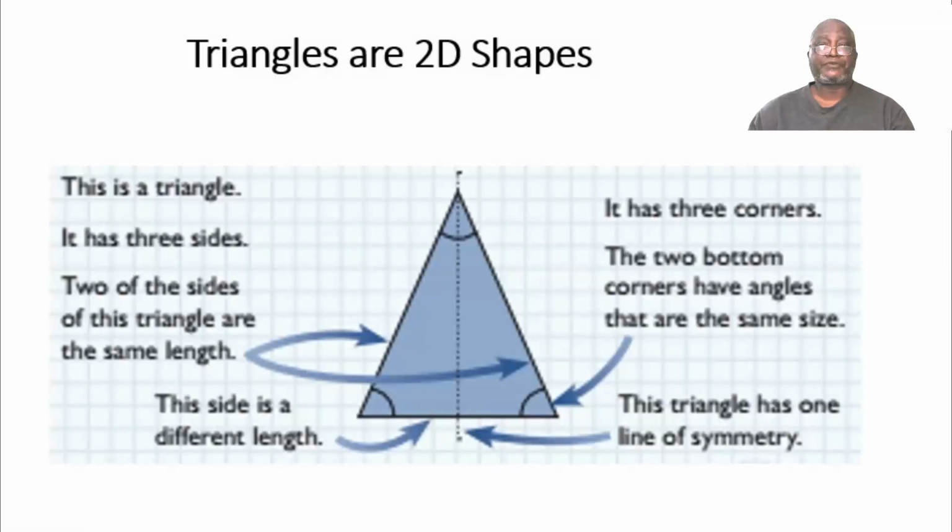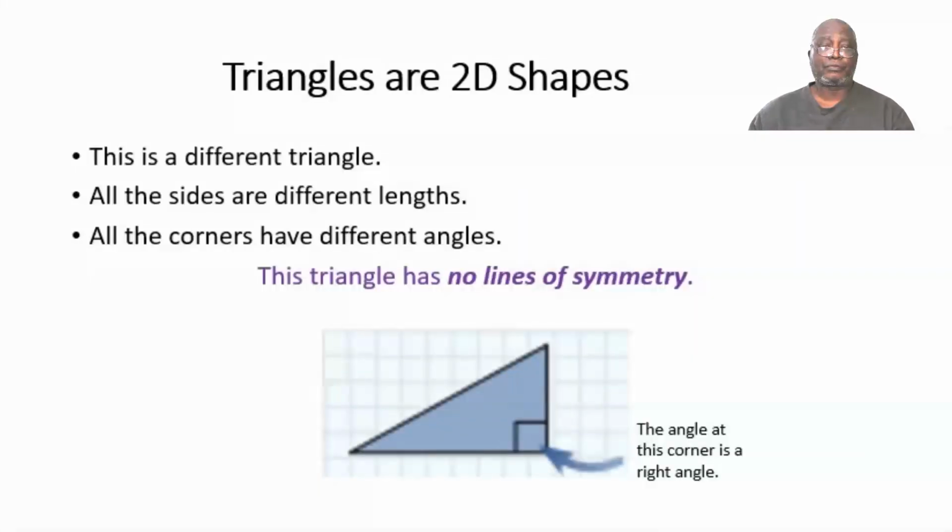You've got different types of triangles. This triangle has a right angle, so it's called a right-angled triangle. All the sides are different, and it doesn't have any line of symmetry.